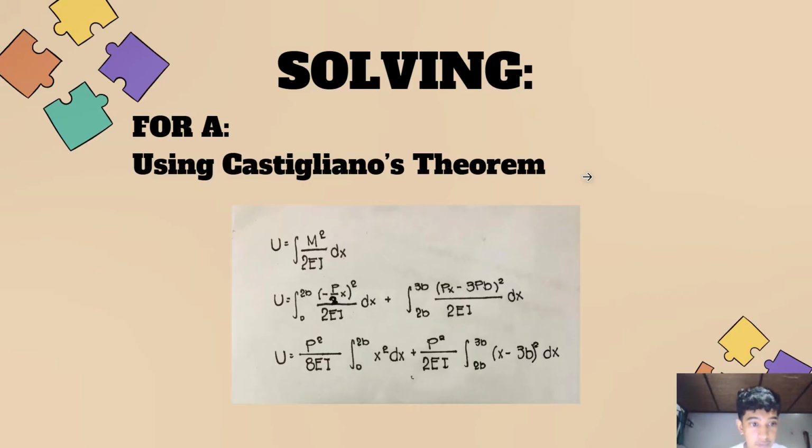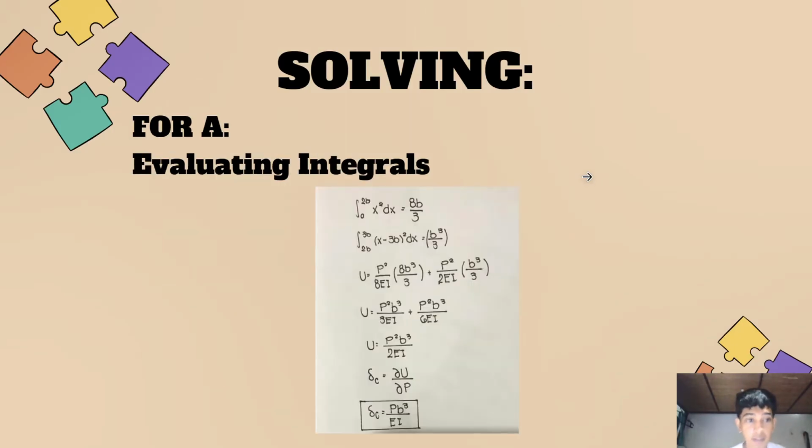where E is the modulus of elasticity and I is the moment of inertia of the beam section. Substituting the bending moment equations into the strain energy expression and evaluating the integrals for both beam segments yields U is equal to P squared B cubed all over 2EI. Differentiating this expression with respect to P gives the displacement at point C, which is the deflection of C is equal to partial U over partial P.